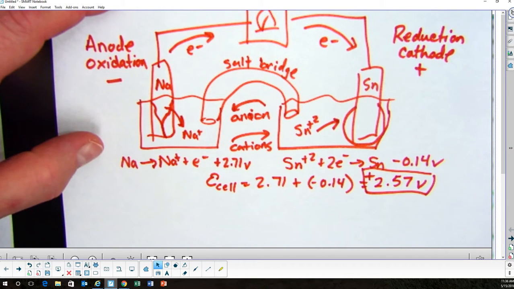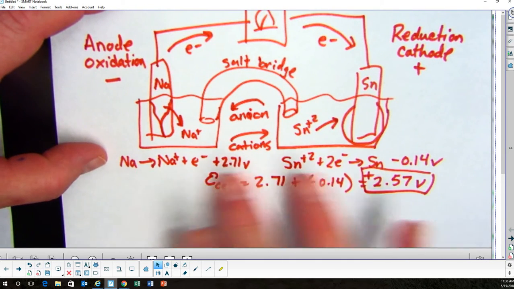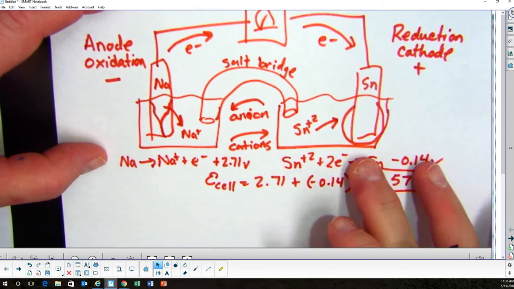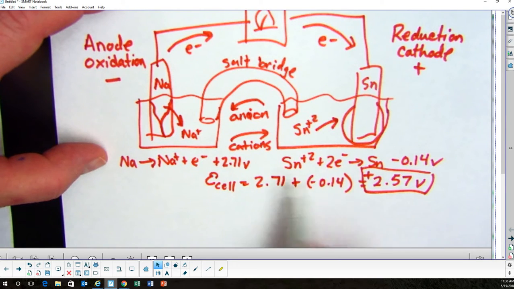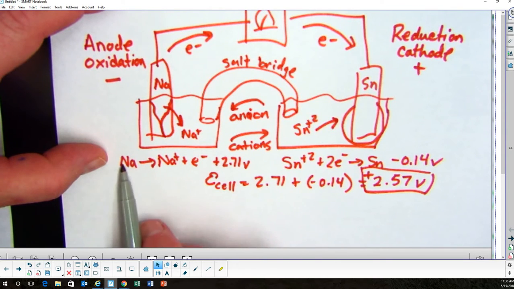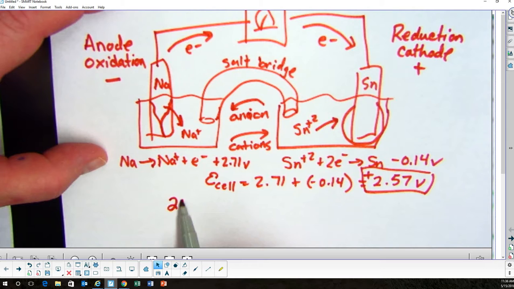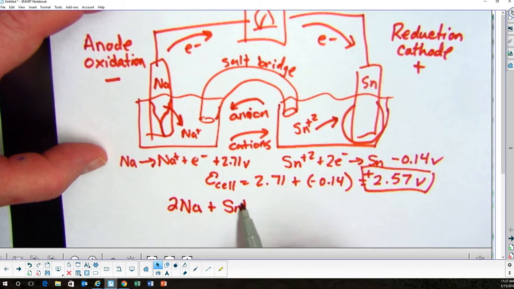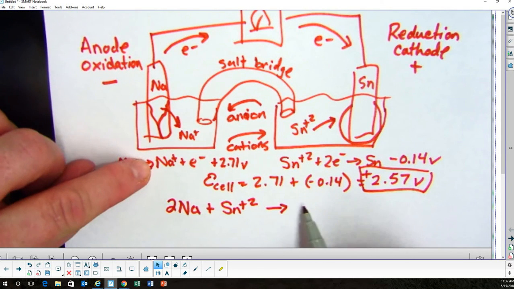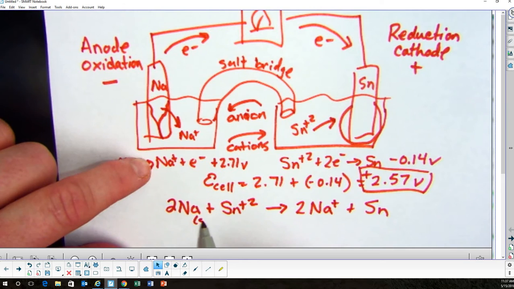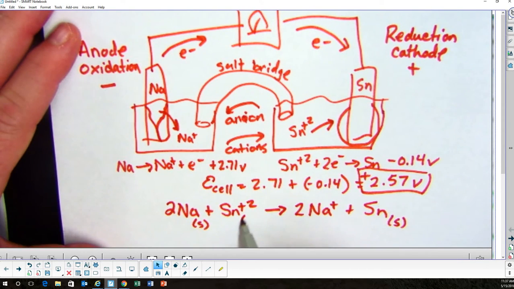Now, on your worksheet, you also need to take these two and put them together as one equation, because these are half reactions. Notice on this one I have 2 electrons, on this one I only have 1. So I'm going to need twice as many of these. So I'm just going to put 2 in front of those. So I'll go 2Na plus, what's on the reactant side over here, Sn plus 2, arrow. Then what's on the product side? Remember I put a 2 in front of the sodium, so 2Na plus Sn. These would be solid, and these would be aqueous.